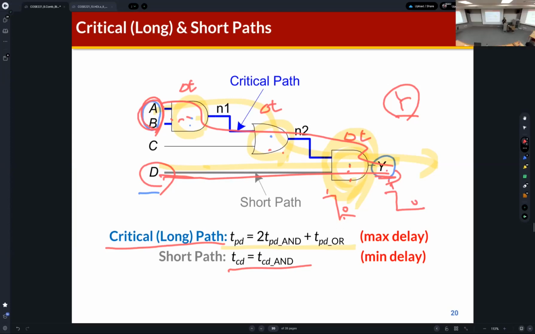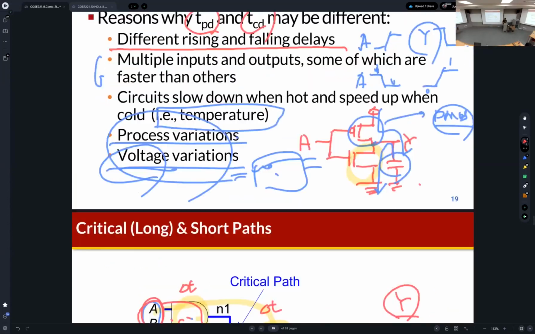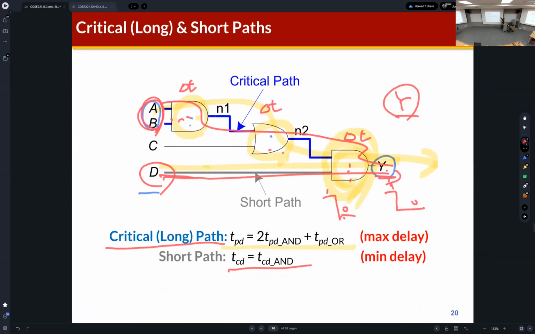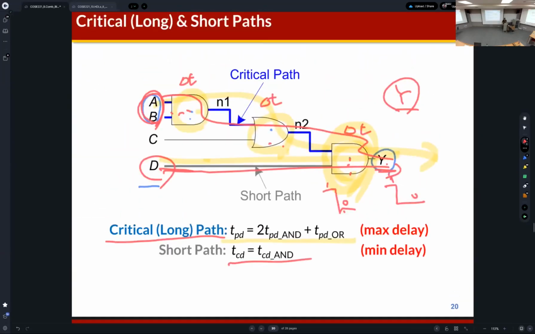Okay, so as I mentioned, there are multiple inputs and outputs, and also multiple nodes and different counts of basic gates. So the delays also change across this spectrum. Okay. So we can define the longest path, the critical path, and the shortest path from input to output. Understand?